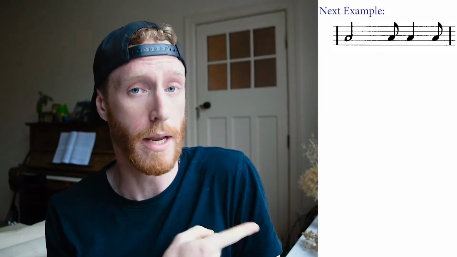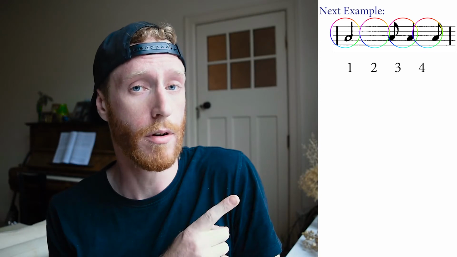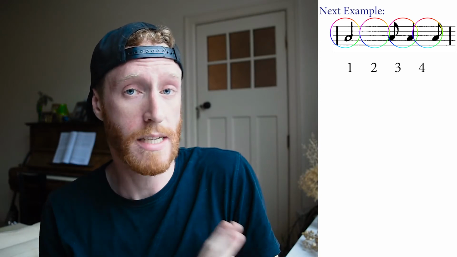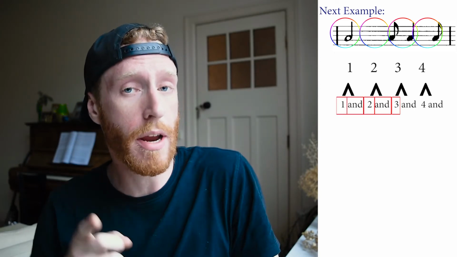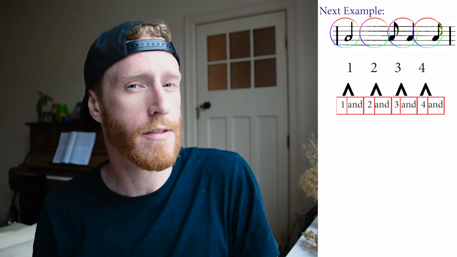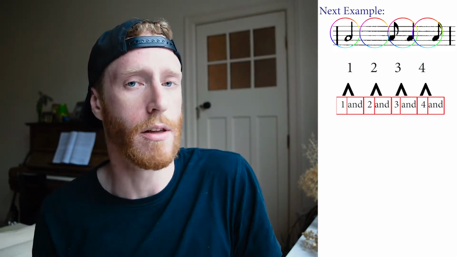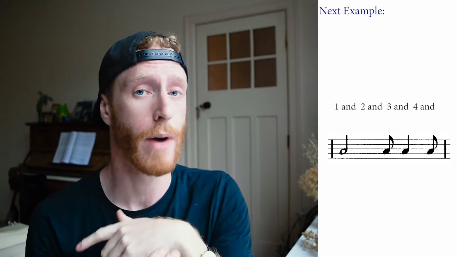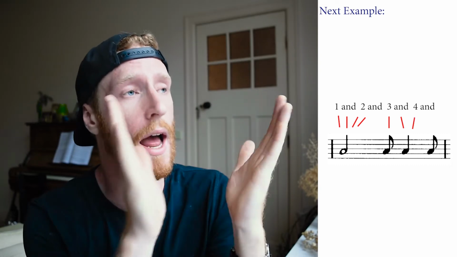Next example, we got our bar. Let's get our beats up. 1, 2, 3, 4. That's where they are. Now let's split them. 1 and 2 and 3 and 4 and. And now let's figure out where they actually slot into that. Okay, so now with our new count, this bar is going to sound like 1 and 2 and 3 and 4 and.